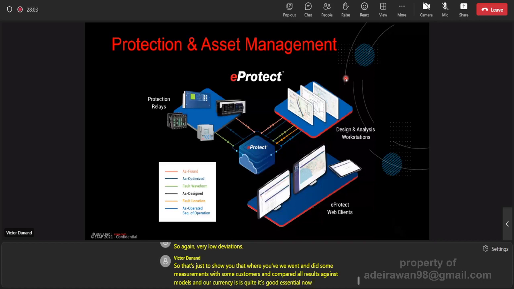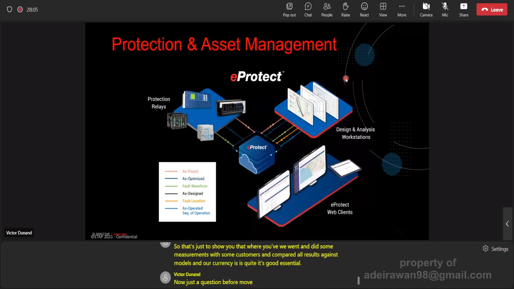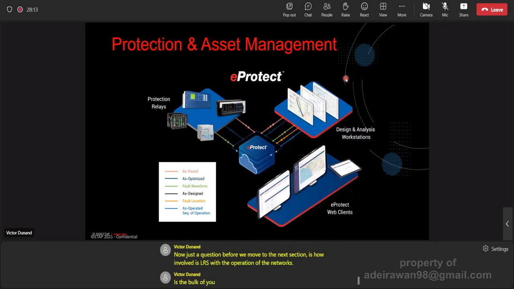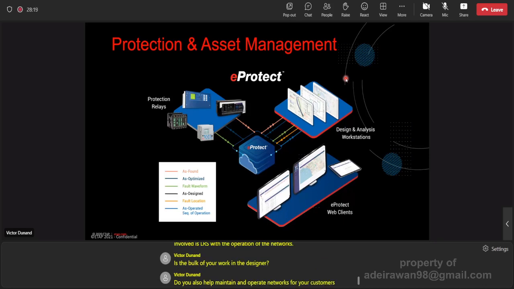Now, just a question before we move to the next section: how involved is LRS with the operation of the networks? Is the bulk of your work in the design, or do you also help maintain and operate networks for your customers? Okay, we only do the design and construction. We don't do the maintenance and operation.